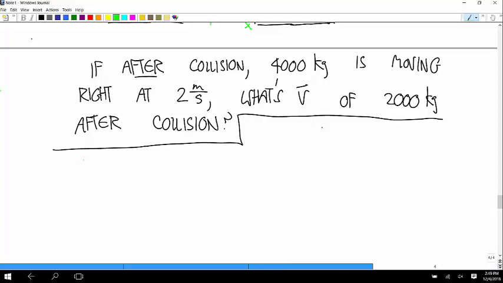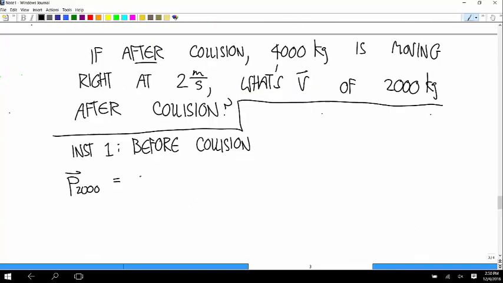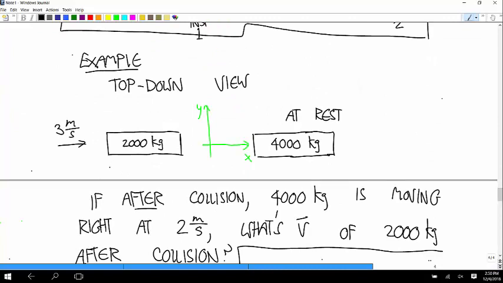So now let's add it up. At instant 1, before the collision, the linear momentum of the 2,000 kilogram cart is the mass, 2,000 kilograms, times its velocity vector before the collision. What would that be as a vector? It has a magnitude of 3 meters per second. So 3, 0, yep.